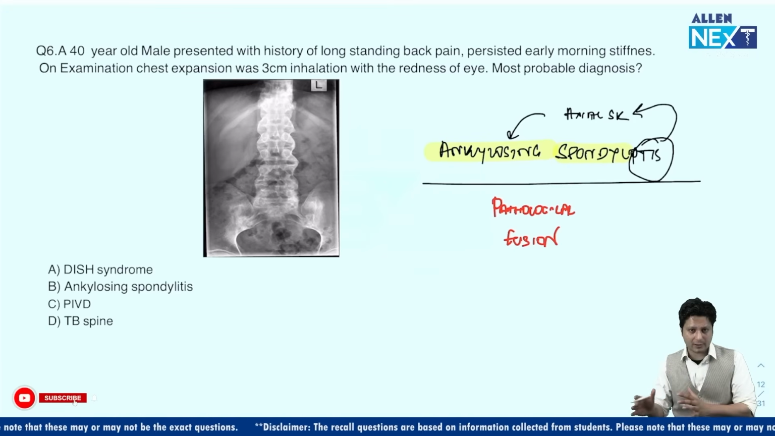Related to it, there are numerous clinical features, like there will be pain in the sacroiliac joint. The most important clinical feature that you should be knowing about is the pain in the sacroiliac joint.